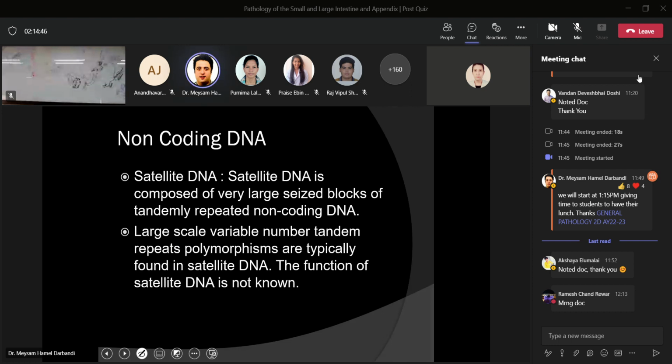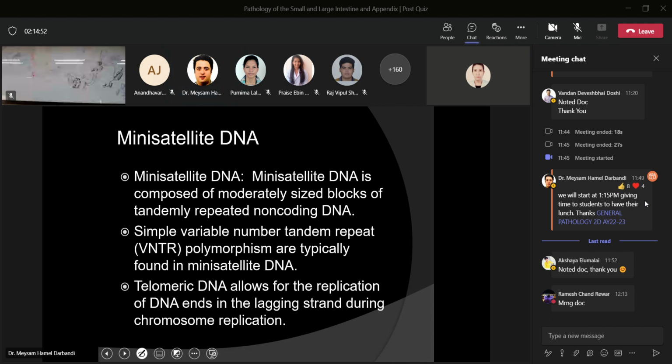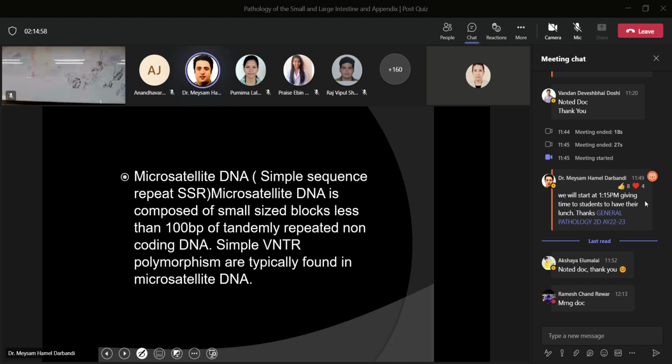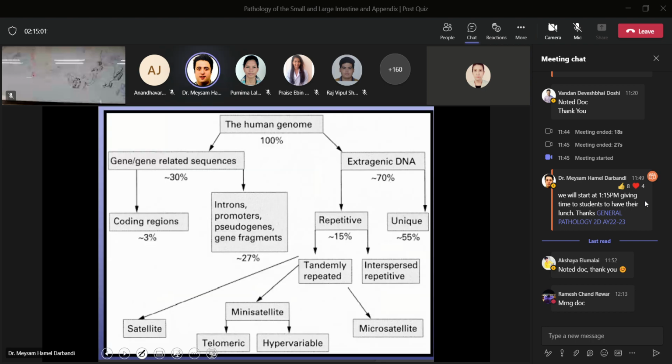So we have non-coding DNA. I will not describe all of them. I just want you to know the satellite DNA, minisatellite DNA, and also microsatellite DNA. Because you remember this picture when I taught you last year? The human genome has gene-related sequence 30% and extragenic DNA 70%. It is important, and we will know why it is important.